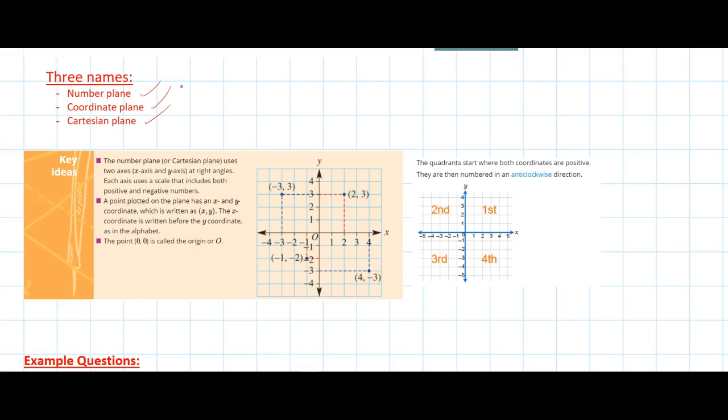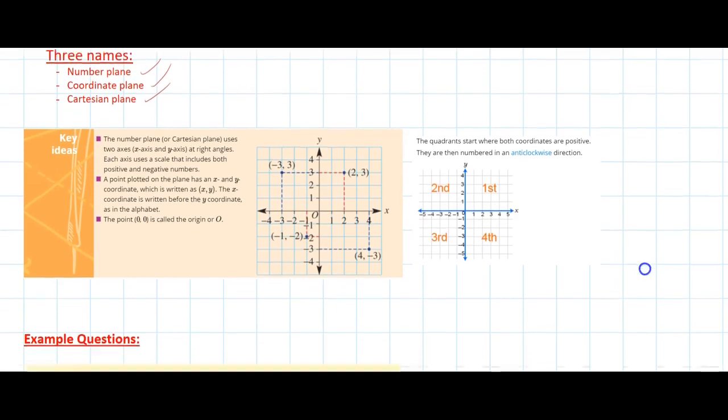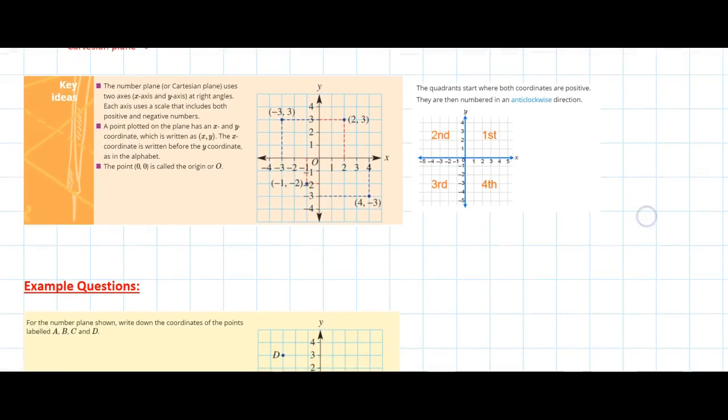So let's have a quick look at what the number plane is and the key ideas around it. The number plane uses two axes. We've got an X and a Y axis, and they're both at right angles. Each axis uses a scale that includes both positive and negative numbers, and we use them to plot points.